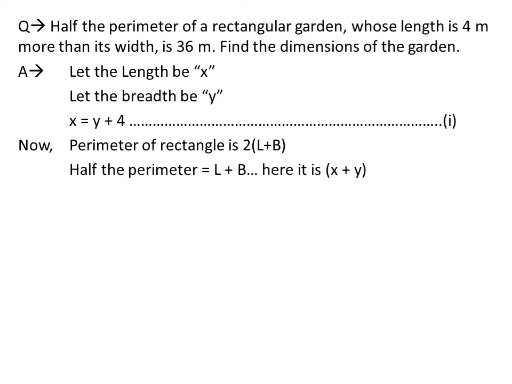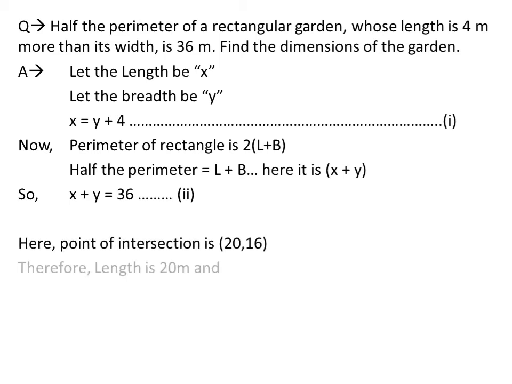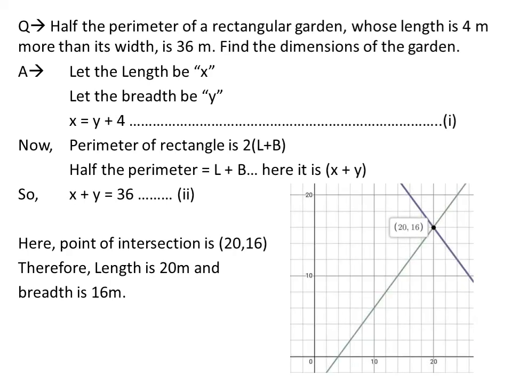और इस केस में लेंथ एंड ब्रेथ को हम x एंड y ले लें तो it is the value of x plus y and the value is 36 given in the question. That means x plus y is equal to 36. This is equation number 2. So equation number 1 is x is equal to y plus 4 and equation number 2 is x plus y is equal to 36. Now we will make the graph first.